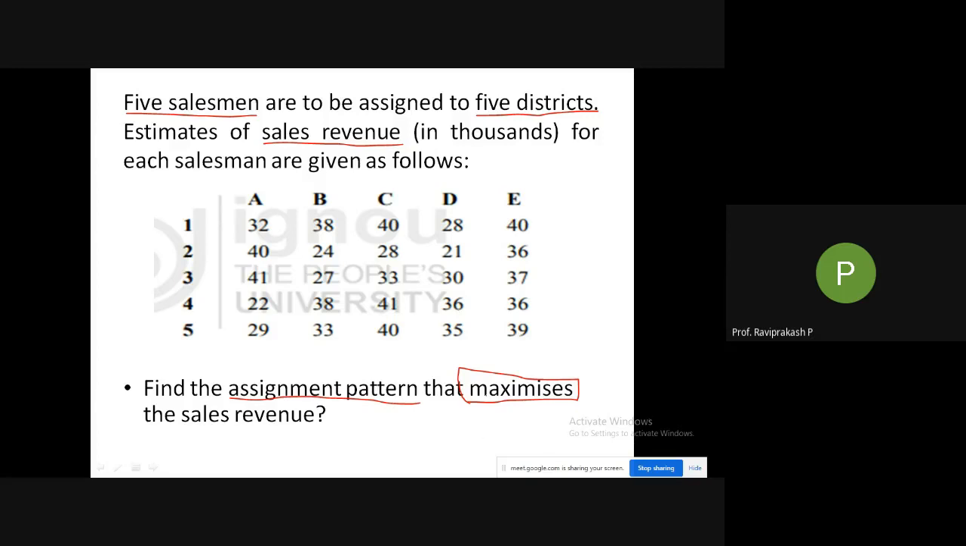So these are the things. That is what I was telling you. Five salesmen, five districts. So this is an assignment. Again, you are getting sales revenue. By this, you should know it's a maximization. The last one they are giving you is assignment pattern and maximizes. At times they might not give you the word assignment or maximizes. They might give you something else. So you should make sure that when revenue comes, it is maximization. Maximize the revenue, minimize the cost. That is what we are doing here.